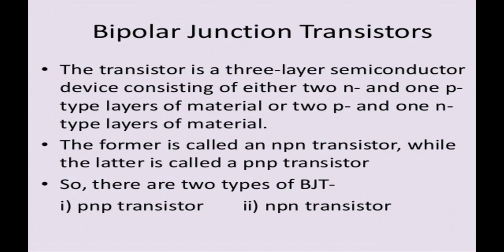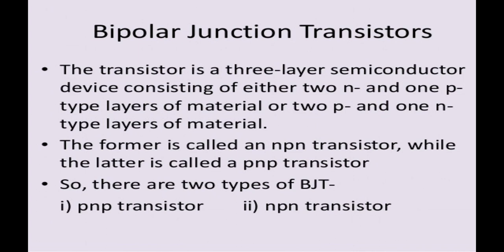So there are two types of BJT, PNP or NPN. The classification depends upon the layers of the semiconductor device. If we use two P type materials and one N type material, then it's called a PNP transistor. And suppose we use two N type materials and one P type semiconductor material layer, then it is called an NPN transistor.